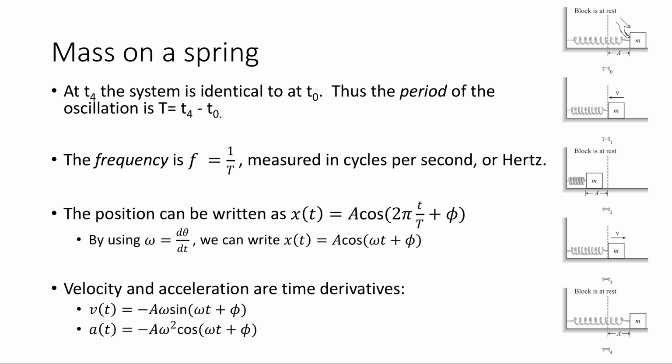So these formulas completely describe how this system behaves. And in fact, these formulas, the fact that the position goes as cosine, velocity goes as minus sine, and acceleration goes as minus cosine, are the hallmarks of simple harmonic motion.